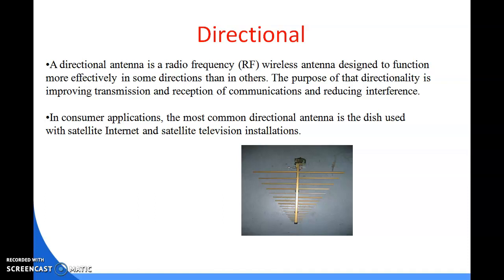Sometimes it is used to reduce interference, right? It reduces some interference, and that's why directional antennas are used to reduce interference from the receiver and in satellite communication. So in consumer applications, the most common directional antenna is the dish used with satellite internet and satellite television installation. So depending upon the requirement of the user, you can use either directional antennas or omnidirectional antennas.